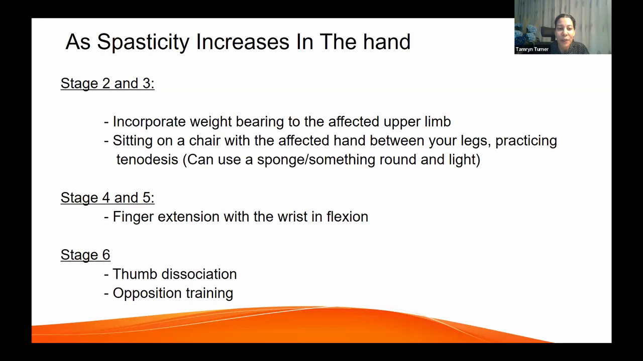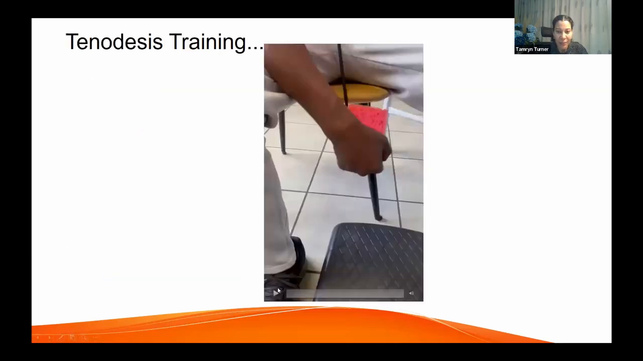And then in stage 4 and stage 5 is when your complex movement starts to develop, and this is when I'd usually start training finger extension of the wrist. As well as then moving on to stage 6, when you can start training thumb dissociation and opposition training. You can go into the next slide.